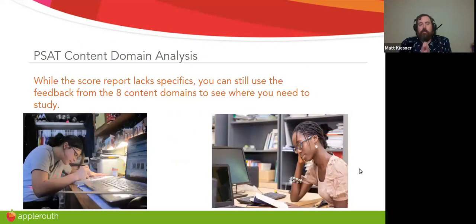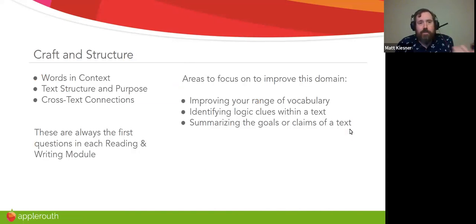Okay, so what I want to go over is just give some general advice for the content domains, and say, if you missed questions in there, so you have fewer bars that are filled in, these are my general suggestions of where you could apply study. So we'll go over all 8. It's really the only analysis I can do with these limited scoreboards. So we'll start with the reading and writing.